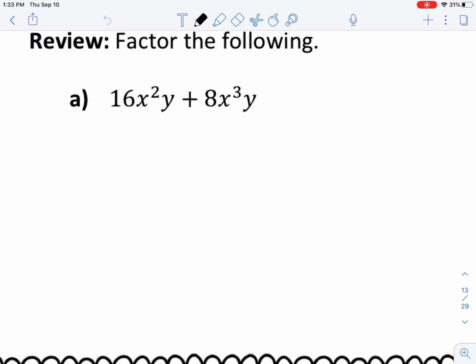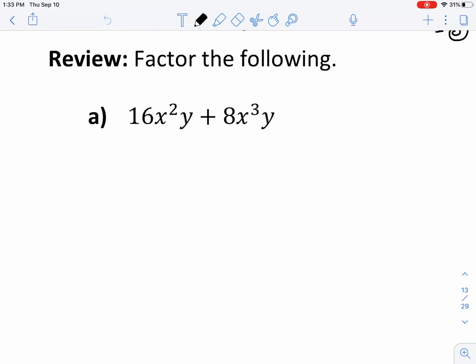Factor the following. Looking at letter A, I have two terms. Usually when we have two terms, we can hope that it will be DOPS, but this does not fit DOPS at all. Not only do we not have a minus sign, we have a plus sign. 8 is also not a perfect square. Y is not a perfect square. X to the third is not a perfect square, and this Y is also not a perfect square. So this is just super not DOPS.